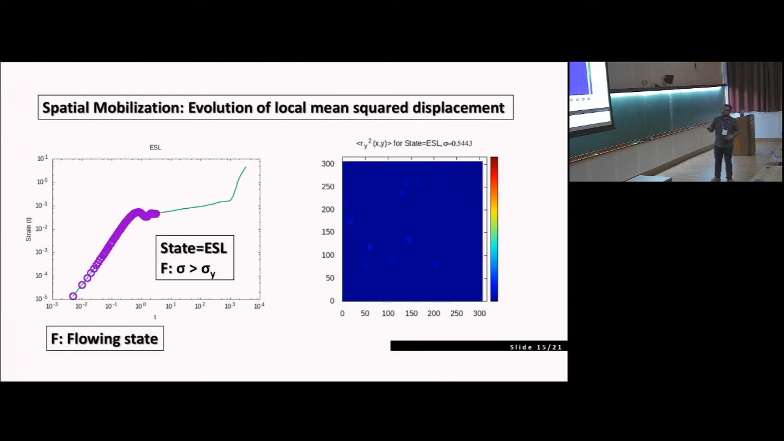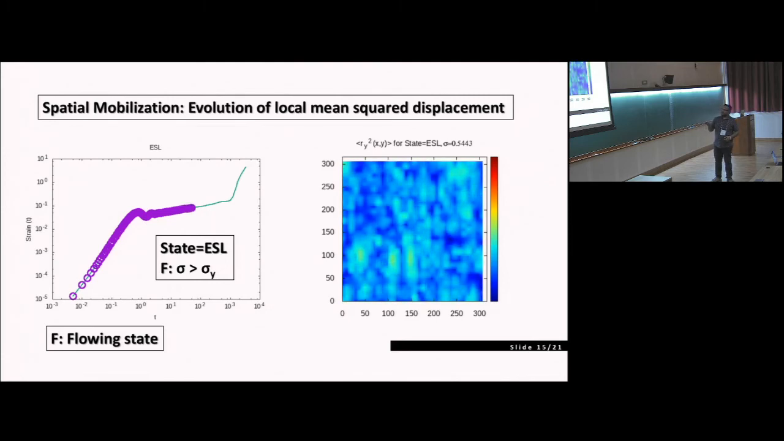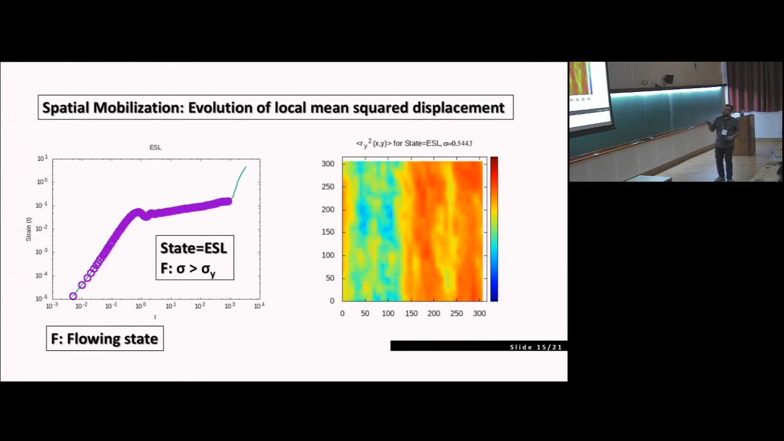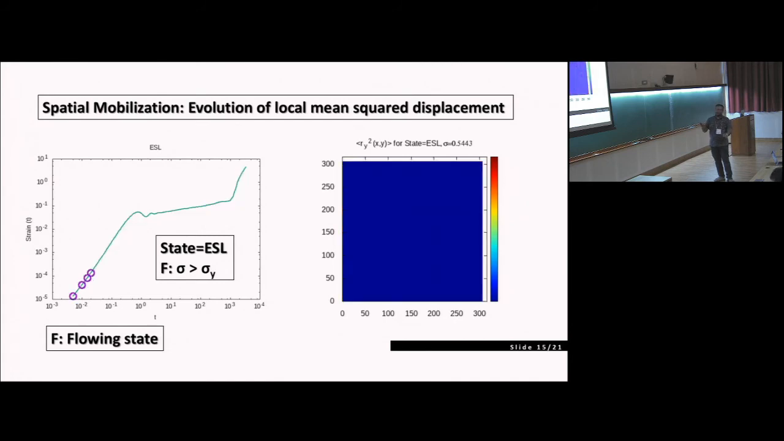In this case the system eventually shows flow, and you can see the same point gets heated, gets mobilized, and up to this point most of the things are the same. But then suddenly, as this one reaches here, you can see that there was earlier a backbone which gets dissolved in this case. So now everything gets fluidized here.